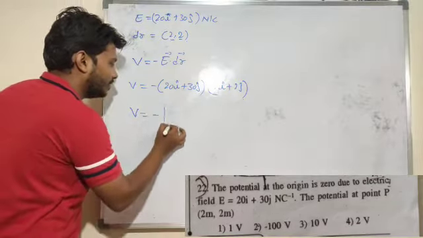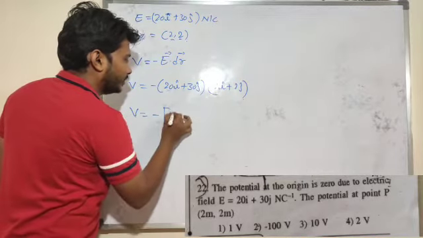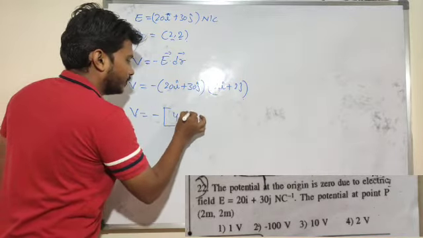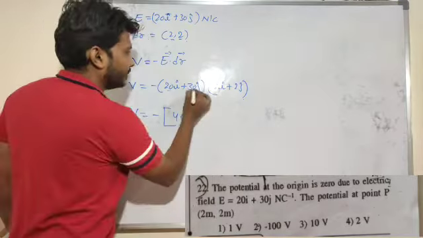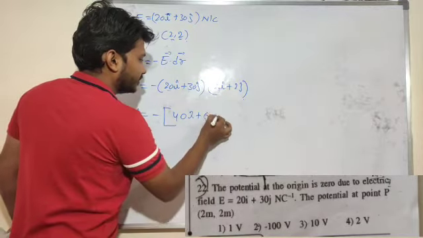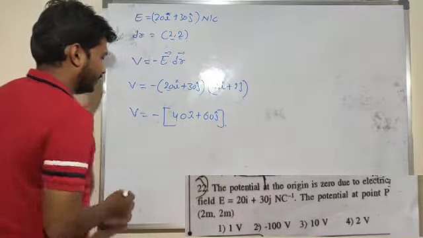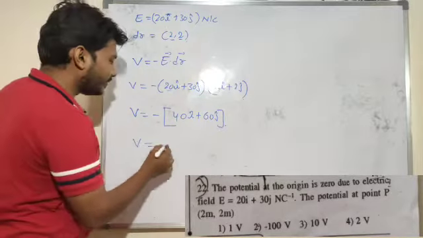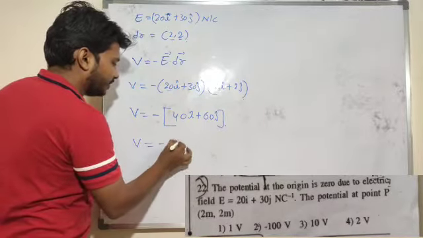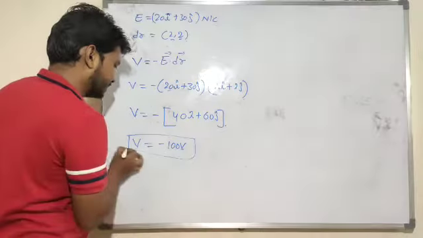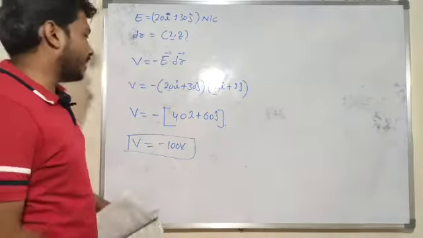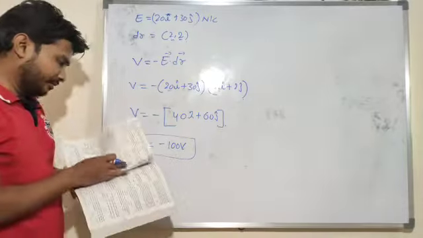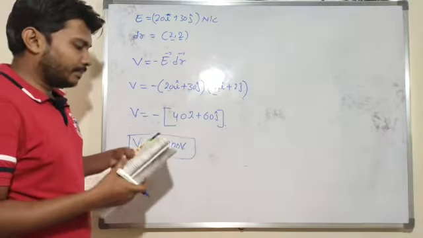V is equal to minus of 20 into 2, 40 i cap, plus 30 into 2, 60 j cap. So V is equal to how much? So that is 100, so minus 100 volt here. What is the answer here? Potential value is minus 100 volt. So we'll look at the next one.